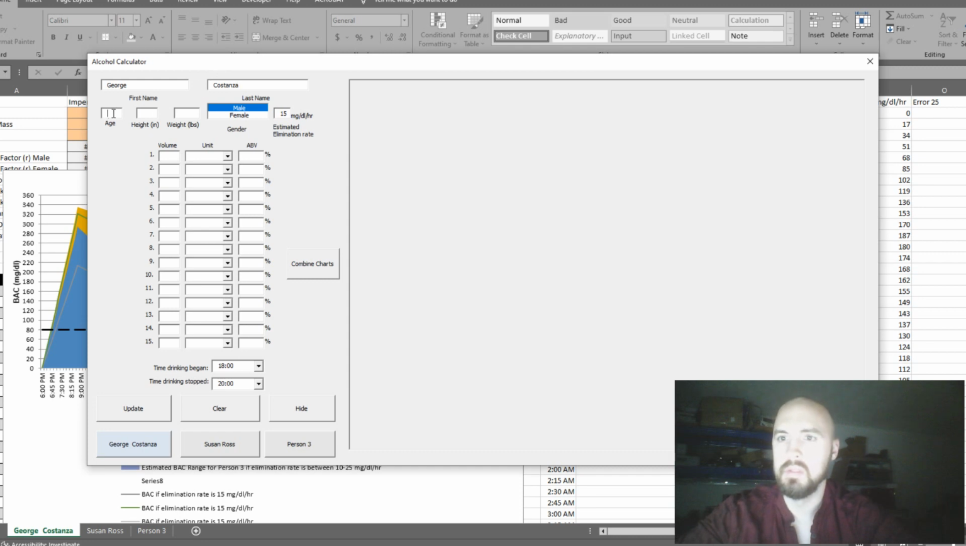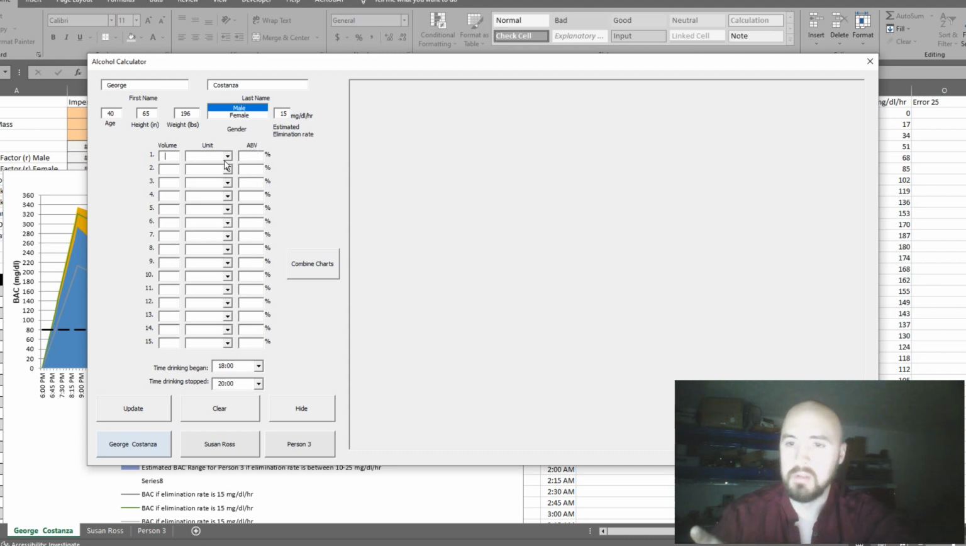So I'm going to say he's a 40-year-old male, about 65 inches and 196 pounds. I believe I looked this up on Wikipedia. So this particular part is the estimated elimination rate. So that is the black line that is going to show up on the charts, and it will change based on what we think the elimination rate is, because people eliminate alcohol at a consistent rate.